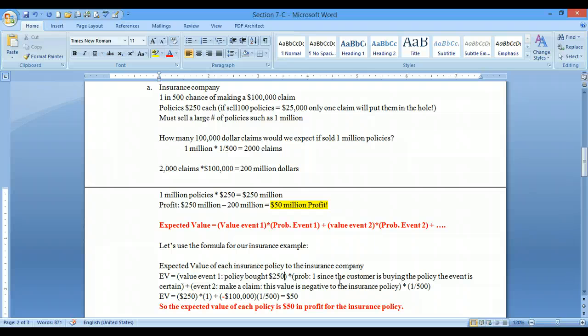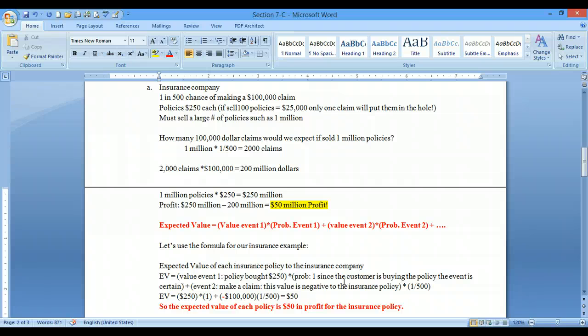If I was talking about this from a different perspective, the value to the policyholder, if I bought that policy, that $250 would be negative because I'm paying, it's money coming out of my pocket. It's very important on these expected values to make sure that you have the correct value of that event. So put yourself in the position of either the insurance company or the policyholder, so that you know you're getting the positives and negatives correct.